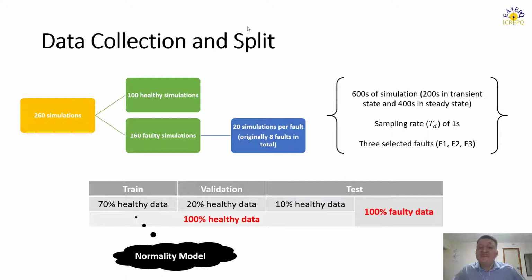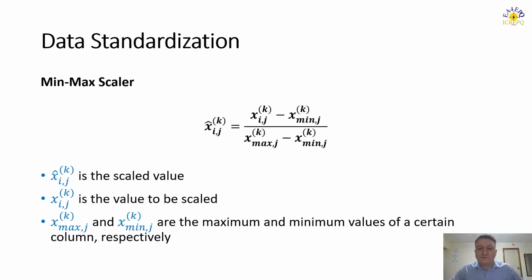With respect to data split, we must take into account that this is a normality model, that the algorithm is trained with only healthy data. The algorithm, which is an autoencoder, will be explained in more detail later. For the data split, we use 70% of healthy data for train, 20% for validation, and the last 10% for test. In this way, we complete the 100%. As we see also, 100% of faulty data is for test, since in the test we enter both healthy data and faulty data.